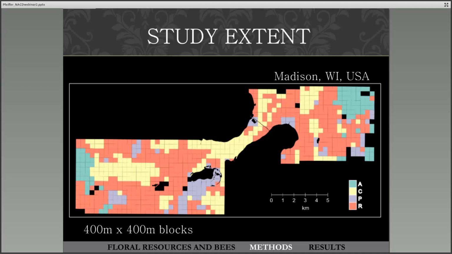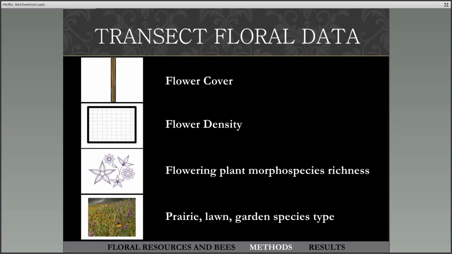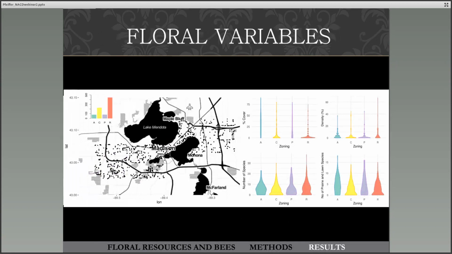So for this study, I overlaid a grid across the city of Madison that included agricultural, commercial, and residential zones, as well as city parks and natural areas. And over 2 summers, I walked a transect in each grid cell and estimated 4 explanatory variables to describe the floral resources. To summarize these transects here, you can see some bars indicating the number of agricultural transects in green, yellow the commercial transects, purple the parks, and red the residential transects. And then I mapped bees along the transects as points.